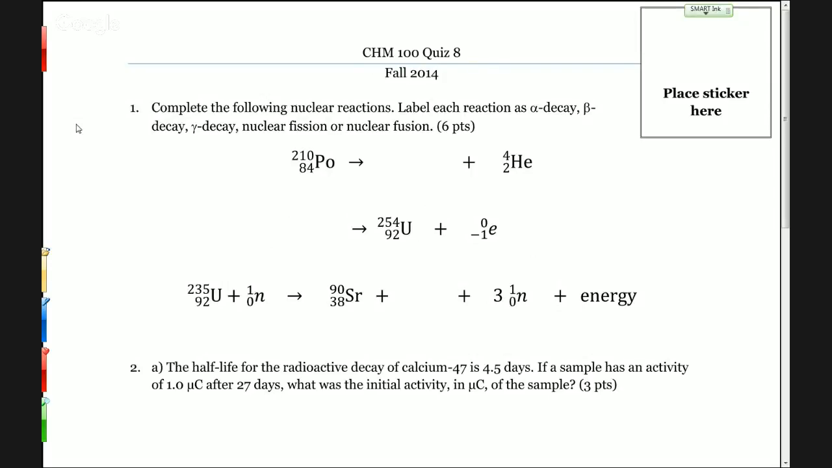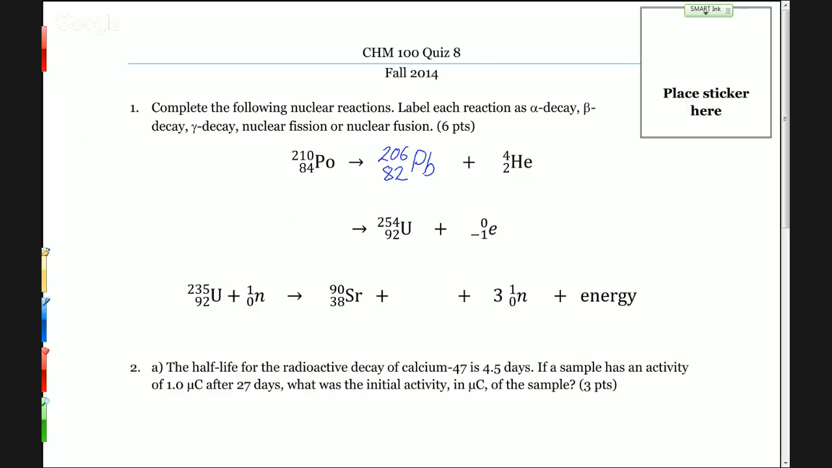These are all from the book, so you probably saw these in the homework. In the first case, we just have to make sure the numbers add up, and then we figure out what the element is. So that's got to be 82 and 206. Then we look at the periodic table. 82 is lead.